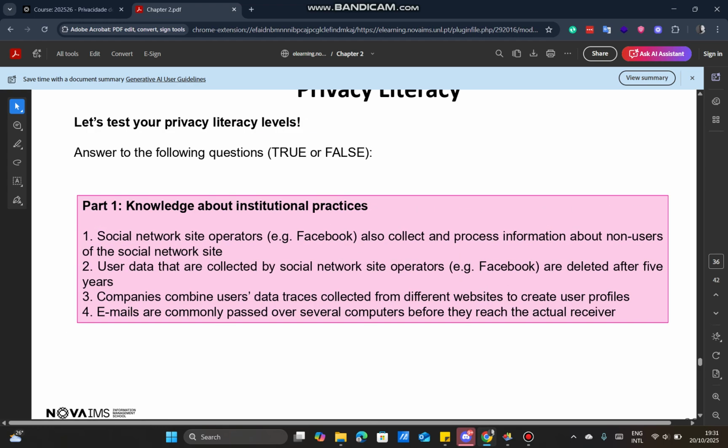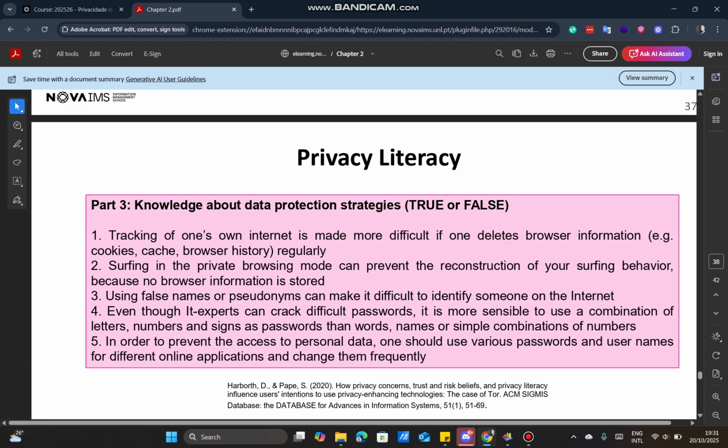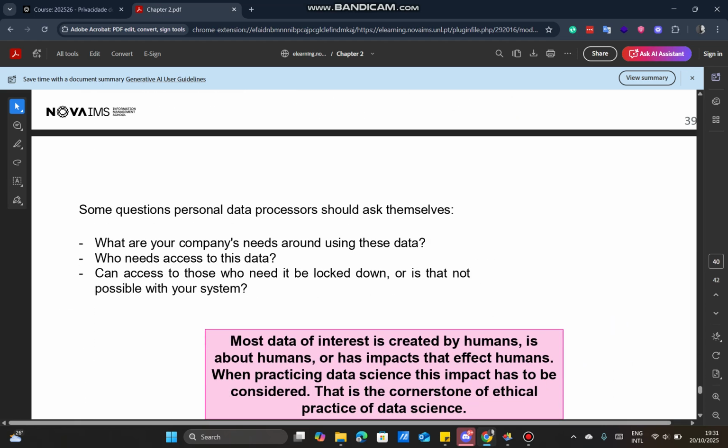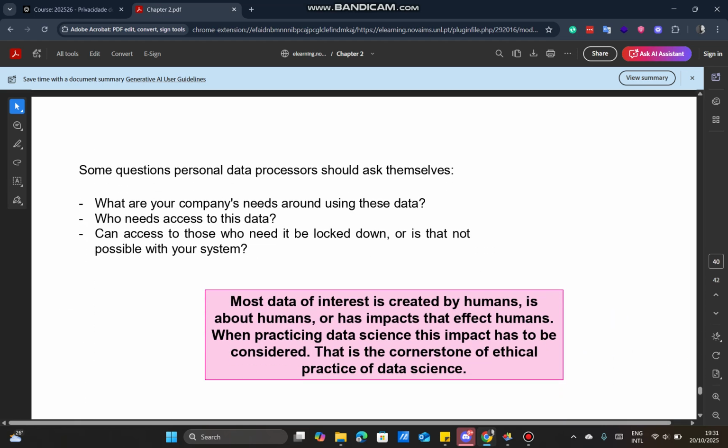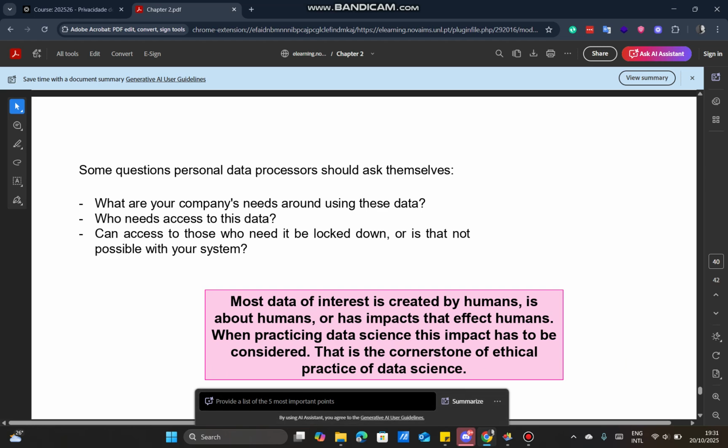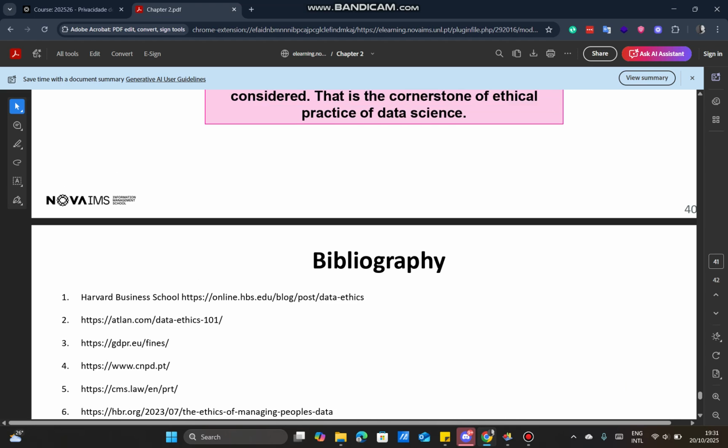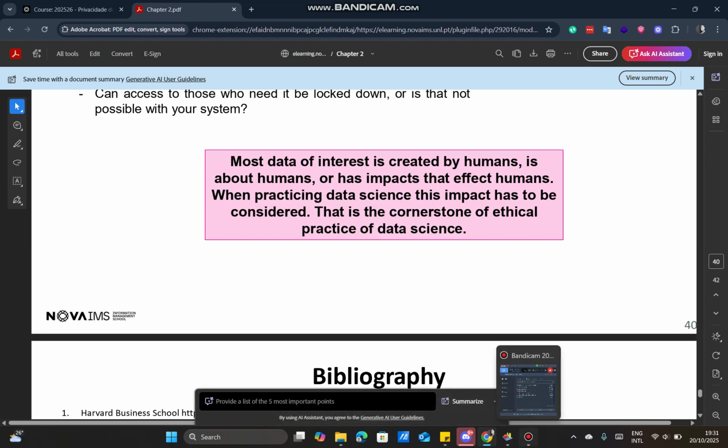So these are some of the test questions we did in the class. I'm not going to go over them, but yeah, this class was really interesting considering that the lecturer really knows how to explain the subject. Okay. Okay, thank you guys. This is the end of chapter 2.